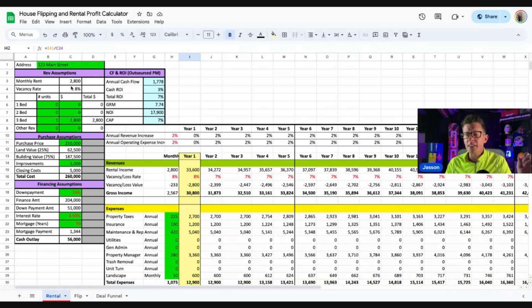So at the top here, it's the address, no big deal there, right? And then the green boxes, I'll point those out. That's where you enter your data. The other boxes are more of the calculation boxes.